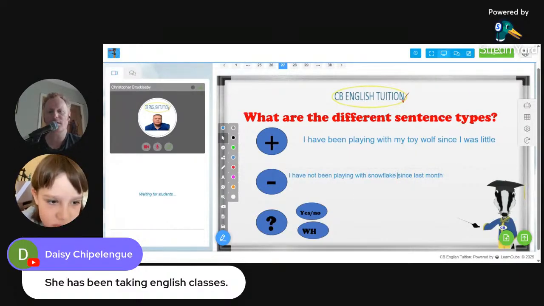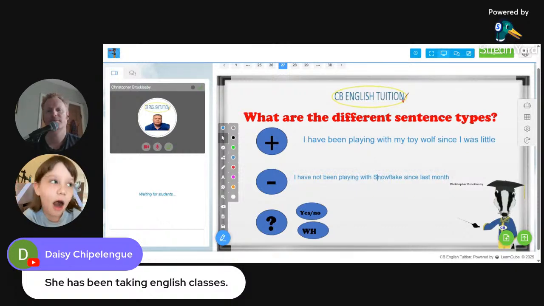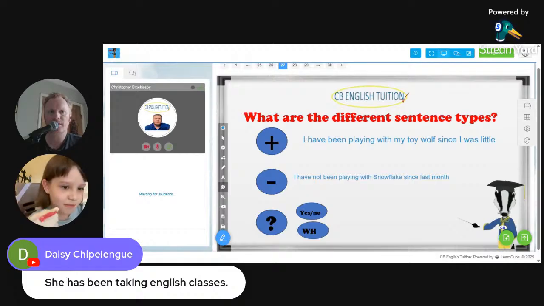been playing with Snowflake since last month." Who is Snowflake? Can you tell us? Snowflake is my toy cat. Okay, and we're going to give her a capital letter because she is a proper noun. She is a thing, isn't she? Can we see her? Oh yeah, you just showed her. I left the classroom. Snowflake the cat.